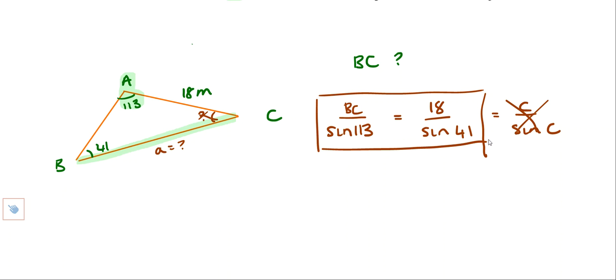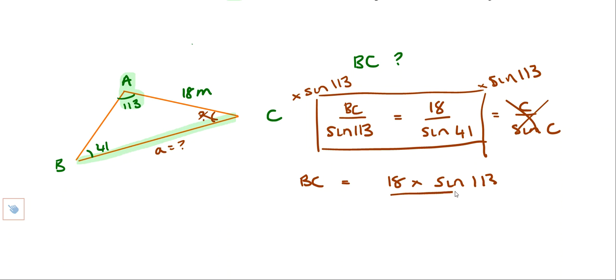So as Layla said, we need to rearrange it to make BC the subject. Layla, carry on if you want. So you will multiply by sine 113. Yeah, so I'm going to multiply both sides by sine of 113, and it becomes BC equals 18 times sine 113 over sine 41.